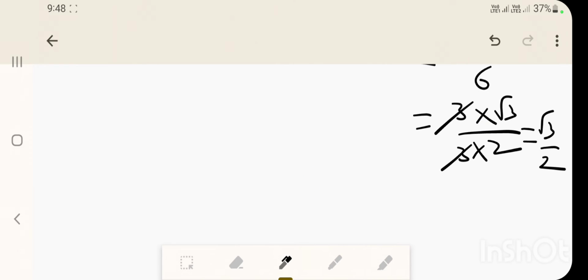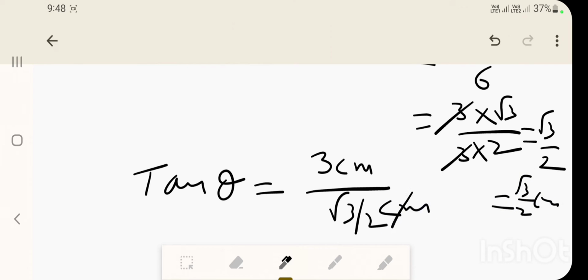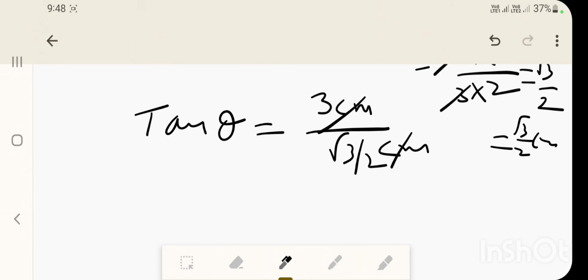Similarly, we want to find tan theta. Tan theta is nothing but opposite side length divided by adjacent side length. The opposite side length is already given, it is 3 centimeters, divided by the adjacent side length, root 3 by 2 centimeters. Overall in this ratio, the centimeters will get cancelled.